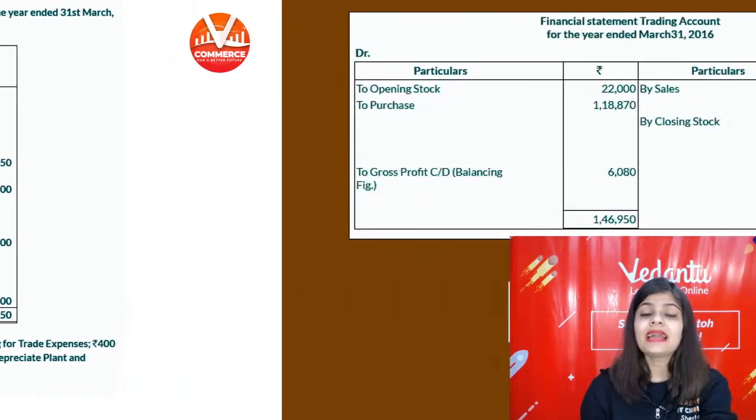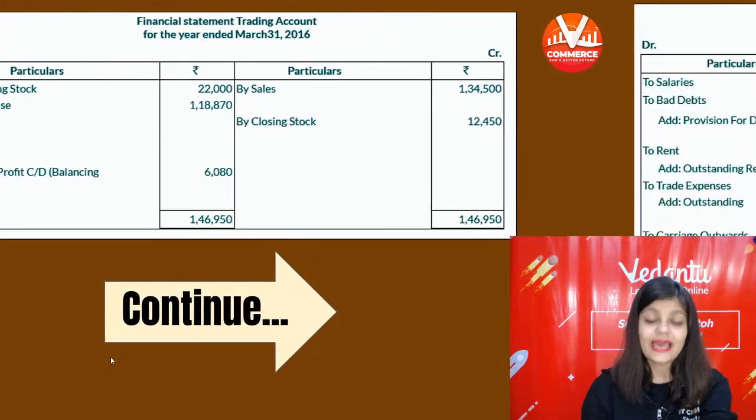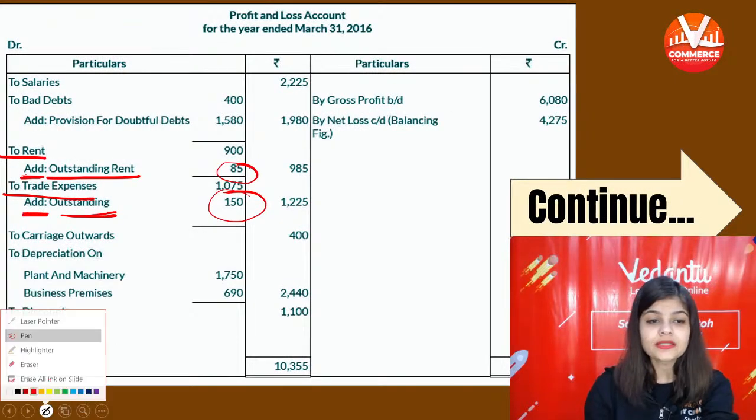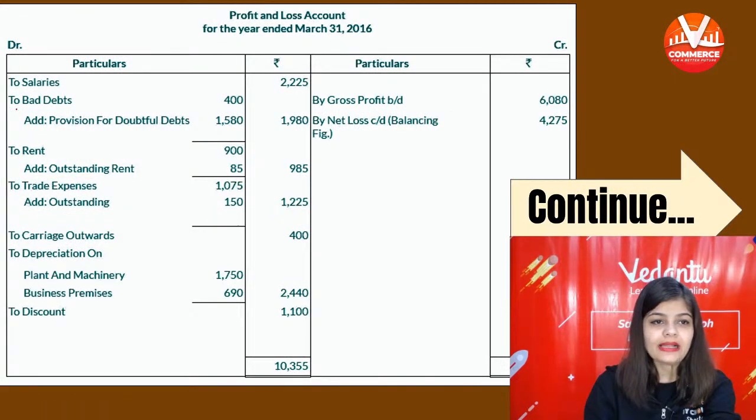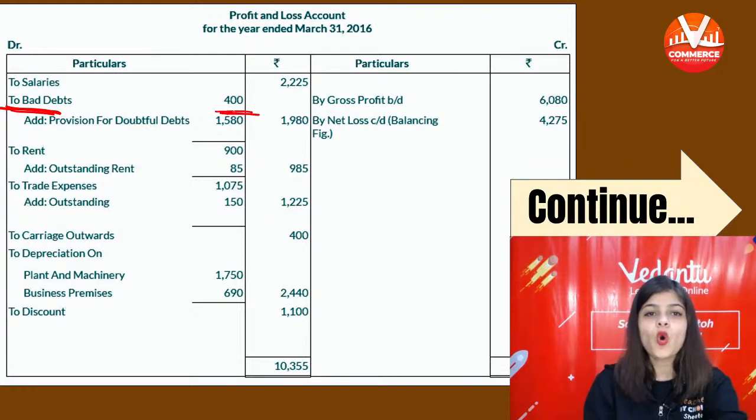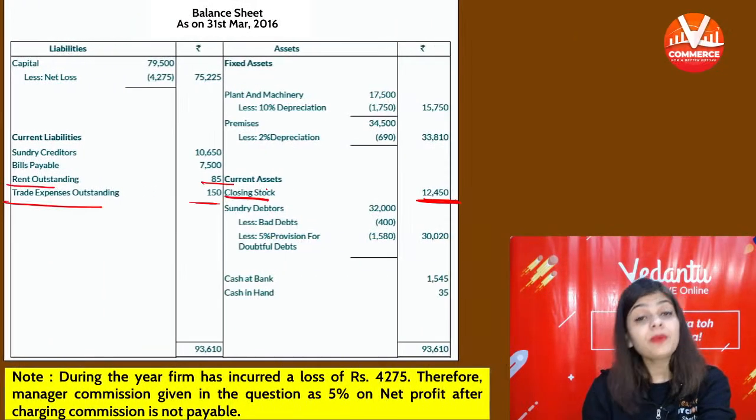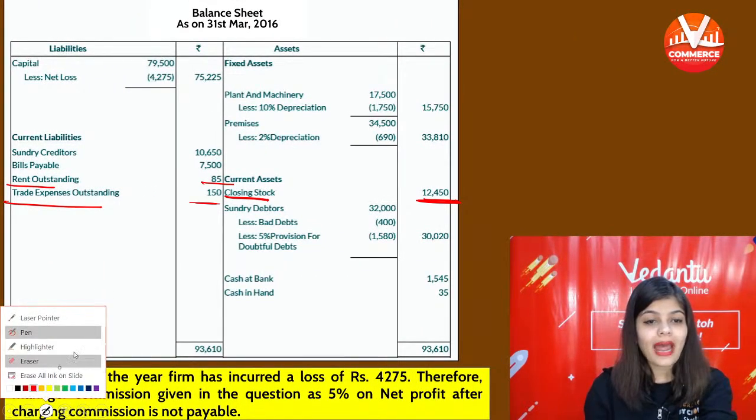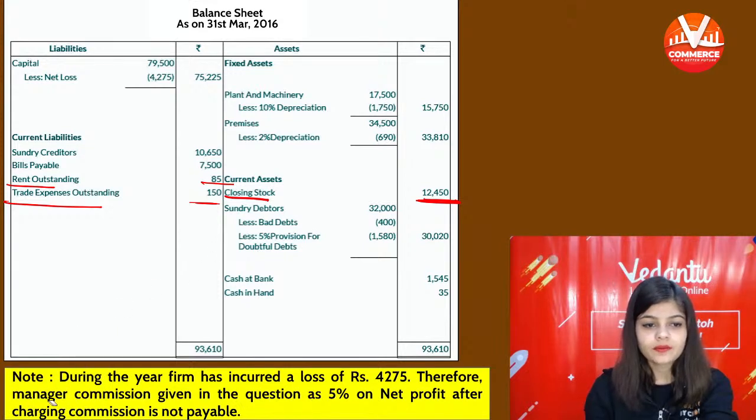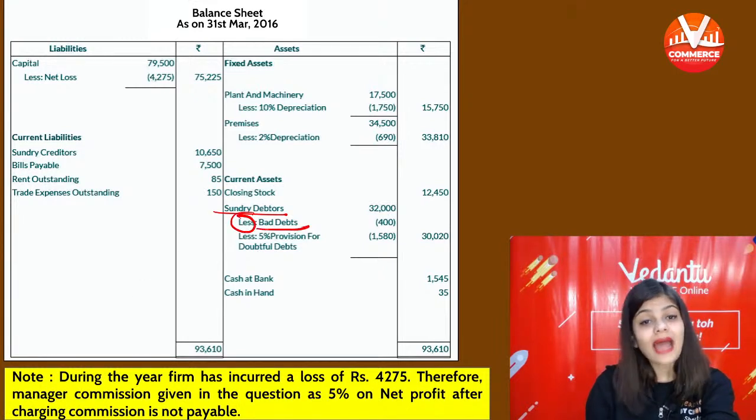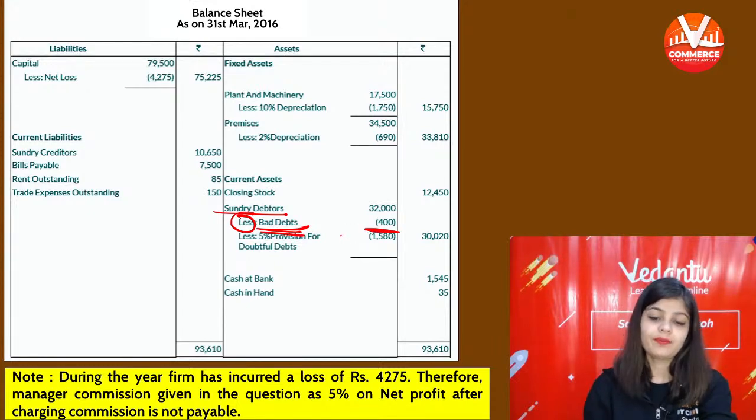So there are bad debts of 400 rupees. Debit in the P&L to bad debt 400, and subtract from debtors. We will subtract bad debt of 400. बेड डेब्ट्स पीएनएल में डेबिट होंगे और डेटर्स में से माइनस हो जाएंगे.